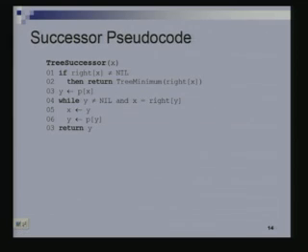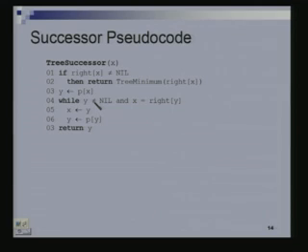So let's see what code I can write down for computing the successor. If the right is not null, then I just return the minimum in the right subtree. Otherwise, I'll come to this point. So I'm looking at the parent now. So y is the parent.